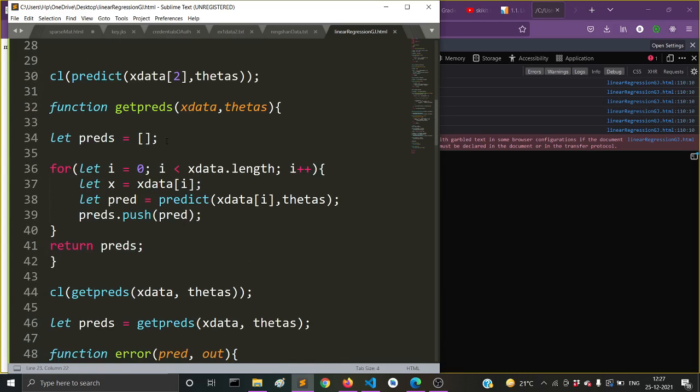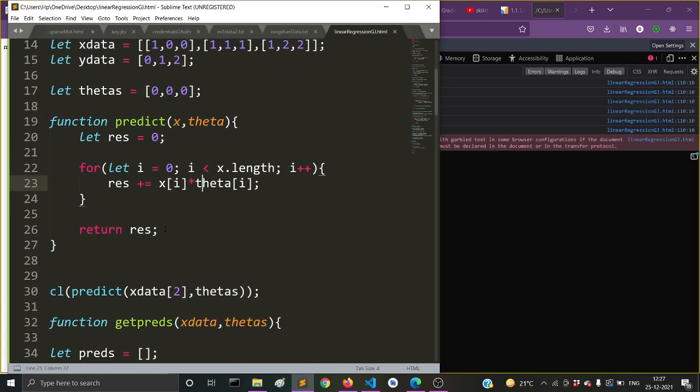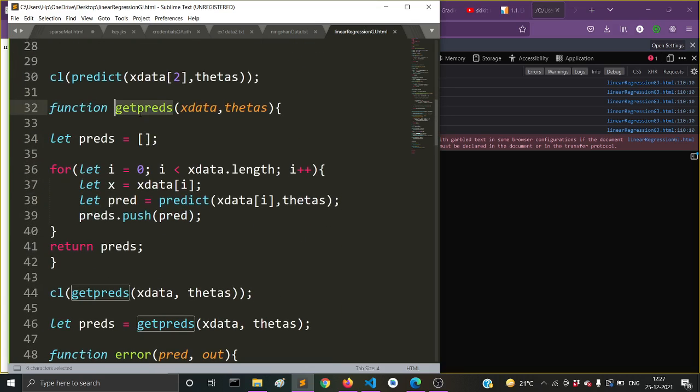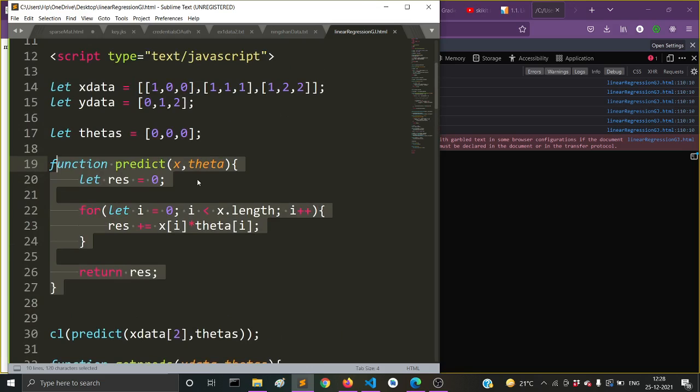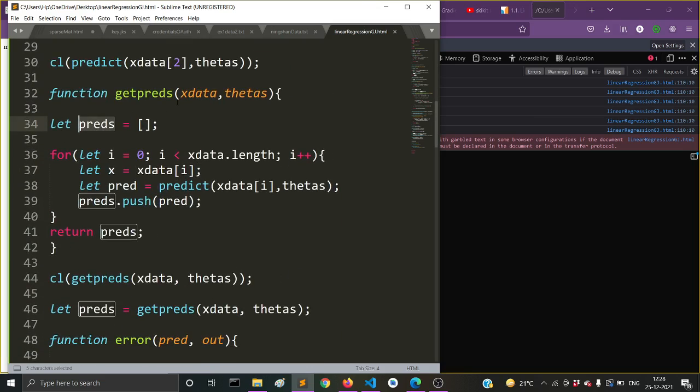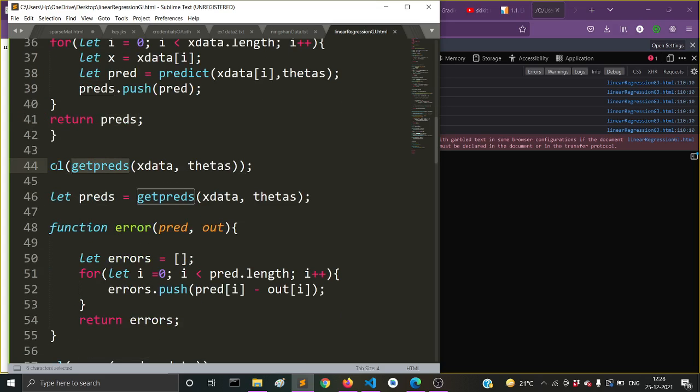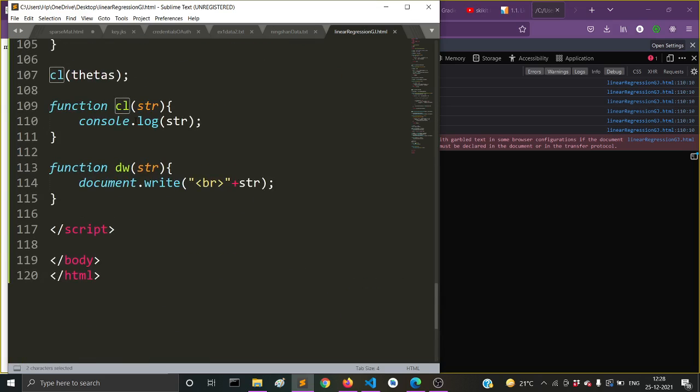The next step: this predict function works for just one training example, but we want to get predictions for all the training examples. So I made a function with the x data. The whole x data matrix will be passed here with the theta values, and I will iterate over all the x training examples, get the prediction using the predict function, push it into my predicts array, and then return it. Then I've added a console log. CL is a function which I made below; it does nothing other than console.log.